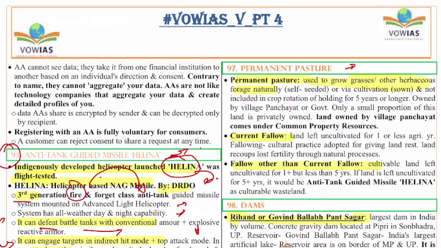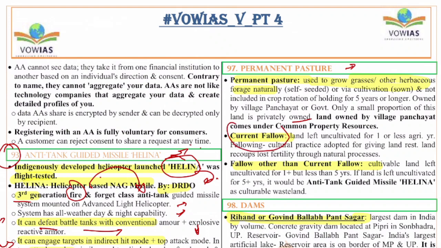So why it is called permanent is that they are self-seeded. They don't need any extra seeds for the cultivation. Okay, so they generally are owned by the village panchayat or the government, and only a small proportion of this land is privately owned.